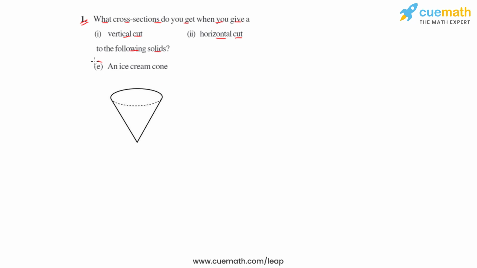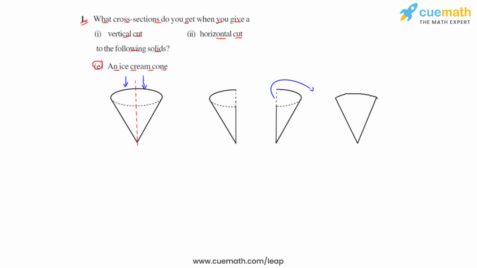In this part we have the solid which is an ice cream cone, and if this is cut along this line, we get the vertical cut, and the ice cream cone would be divided into two parts, as we can see in this diagram. Here again we are doing the same thing: we are cutting it and then opening up the solid, and hence we get this cross section, which is kind of a triangle, but yes, the base is curved because of the base of the ice cream cone.